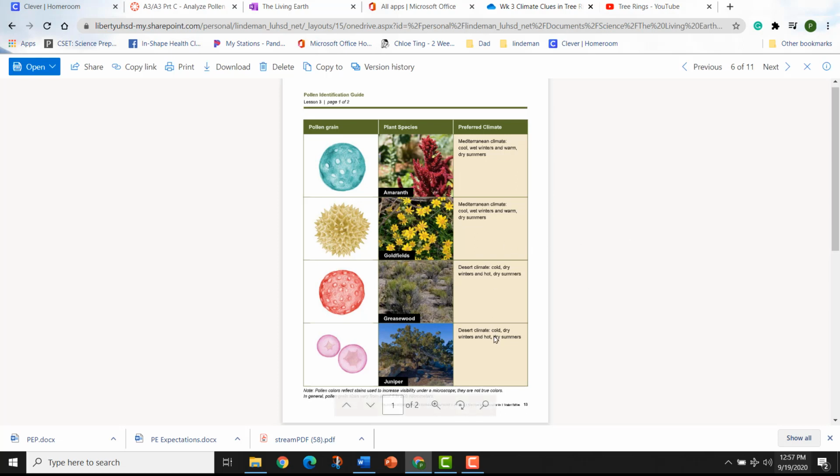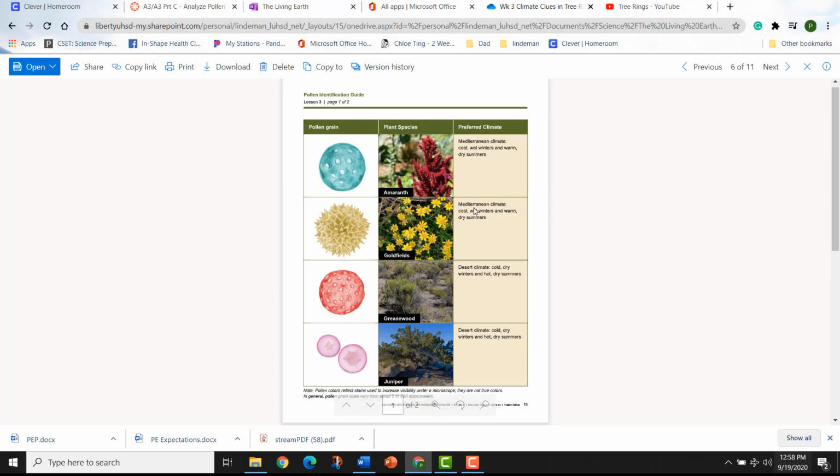And if you look at the climates, Mediterranean climate is what goldfields really like. And juniper and greasewood really like desert climates, cold, dry winters, hot summers. So what has happened? Well, maybe 24,000 years ago, this was the climate: cold, dry winters, hot, dry summers. So cold in the winter but dry, hot in the summers, and still dry, versus Mediterranean climate, which is cool, wet winters and warm, dry summers.